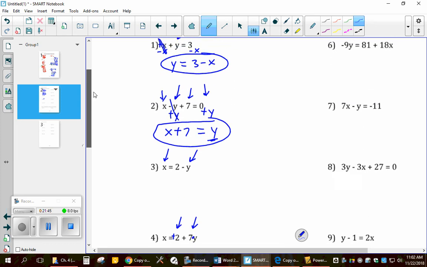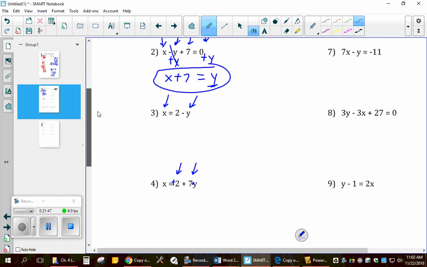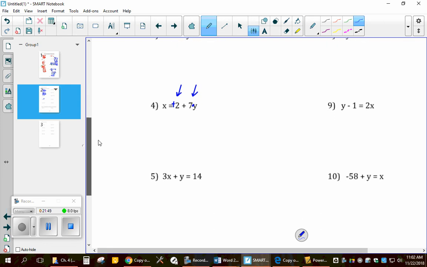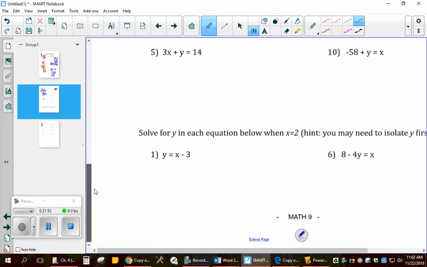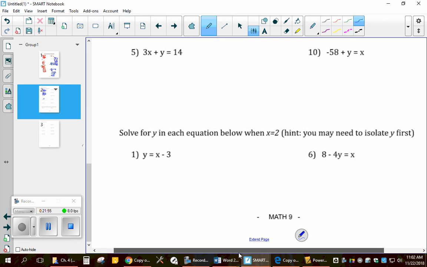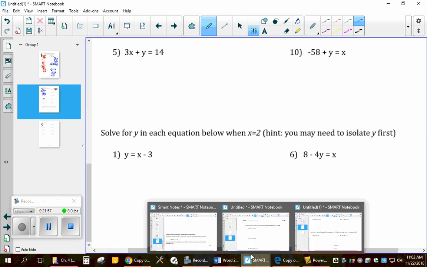Yeah, you know what? I think we've covered all the skills you need. I think it's time for you guys to work on these now. Solve for y. So I'll just go over this one. Some of them are a little bit simpler.